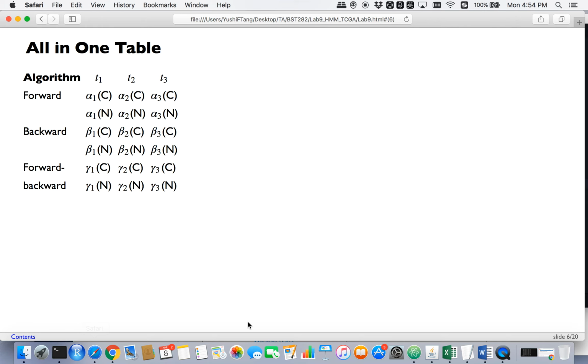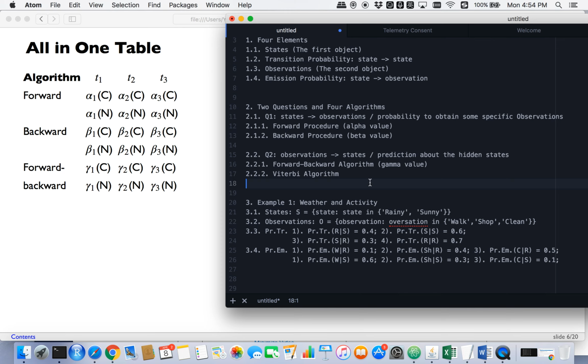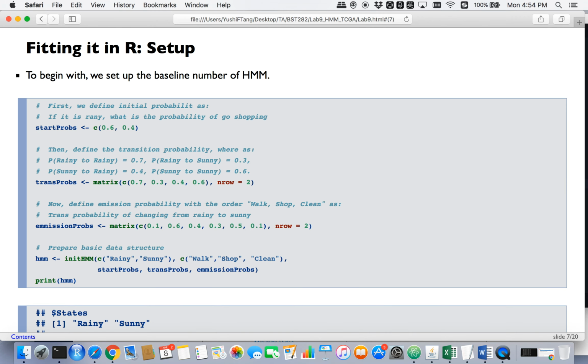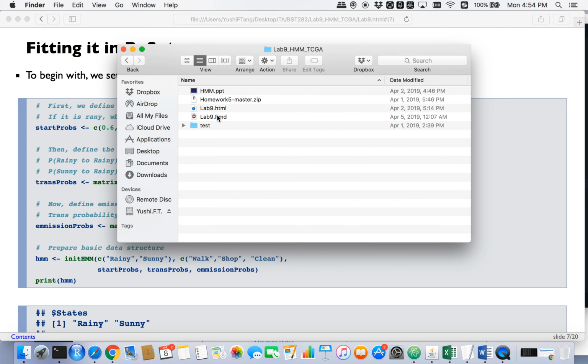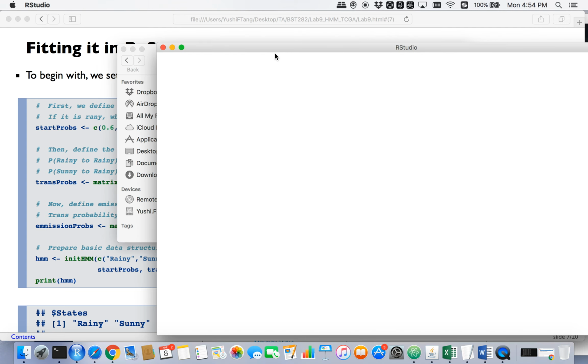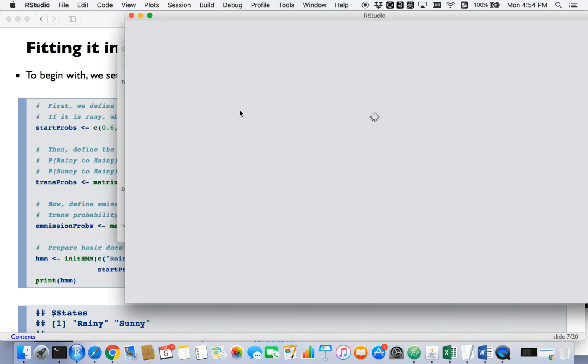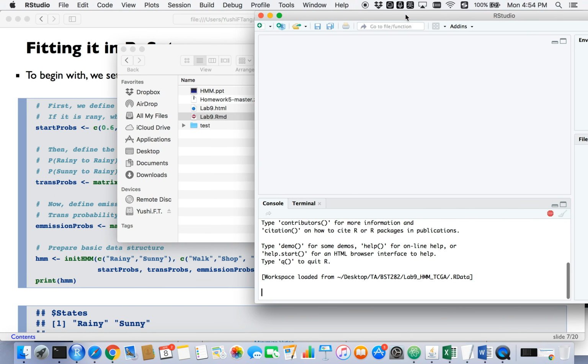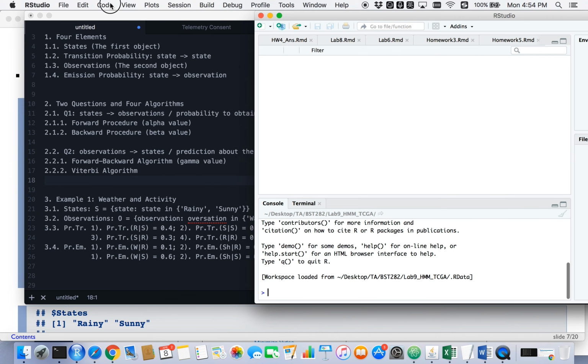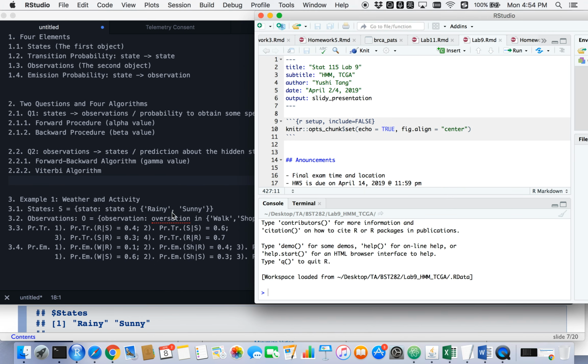So now the question is described as: given that we have observed this guy walking on Monday, cleaning on Tuesday, and shopping on Wednesday, what's the prediction you would get for the specific weather on Monday, Tuesday, as well as Wednesday? All right, and now if you can open our R session. So now you already know all these basic elements, so we can try to define all these elements in R.